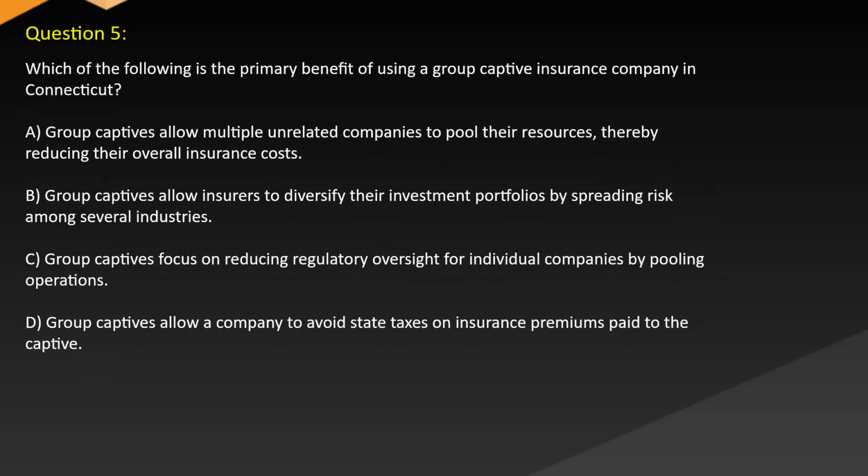Question 5. Which of the following is the primary benefit of using a group captive insurance company in Connecticut? A. Group captives allow multiple unrelated companies to pool their resources, thereby reducing their overall insurance costs. B. Group captives allow insurers to diversify their investment portfolios by spreading risk among several industries. C. Group captives focus on reducing regulatory oversight for individual companies by pooling operations. D. Group captives allow a company to avoid state taxes on insurance premiums paid to the captive.